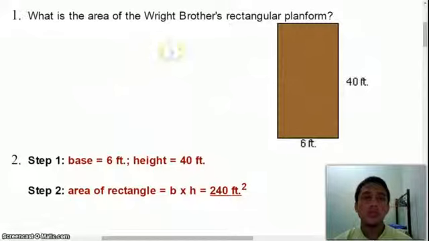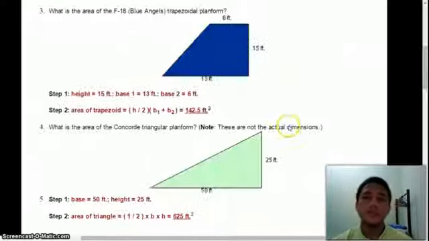So I'll show you the Wright brothers platform, rectangle shape. We use the formula for the area of a rectangle: base times height. Base is 6 feet, height is 40 feet. We put these into the formula and we get this answer, 240 feet squared.